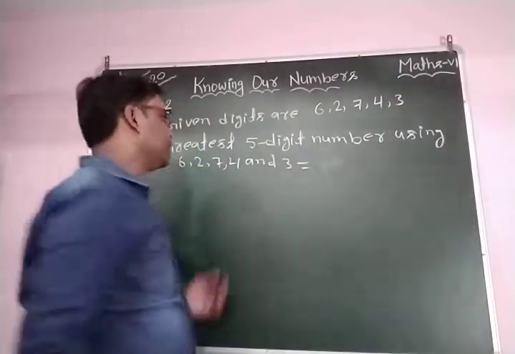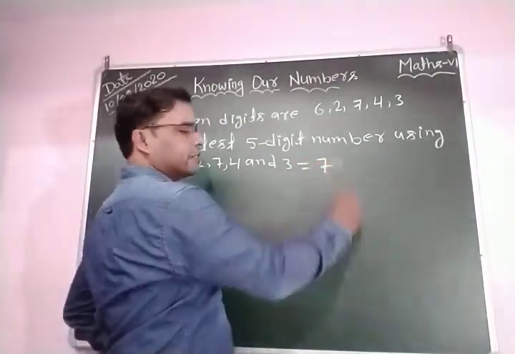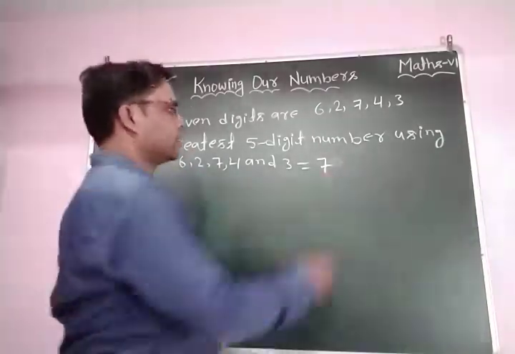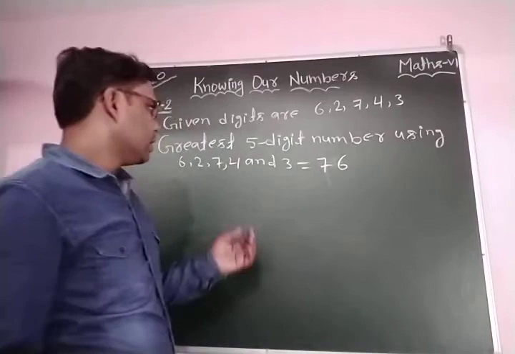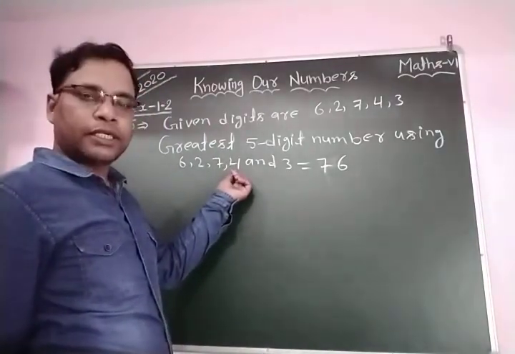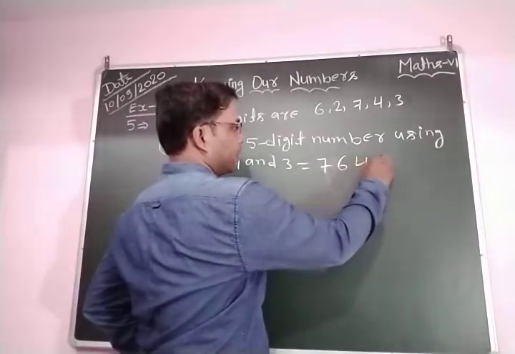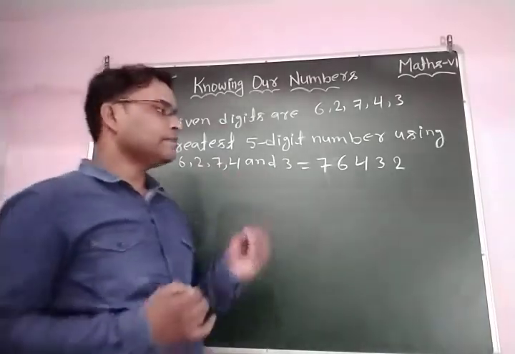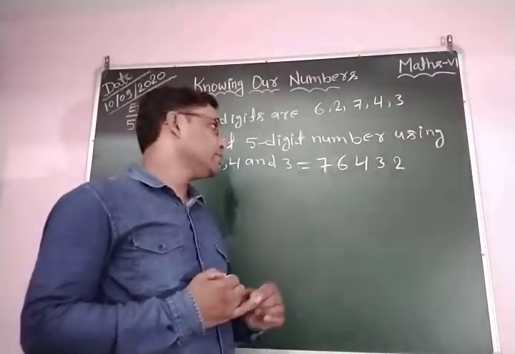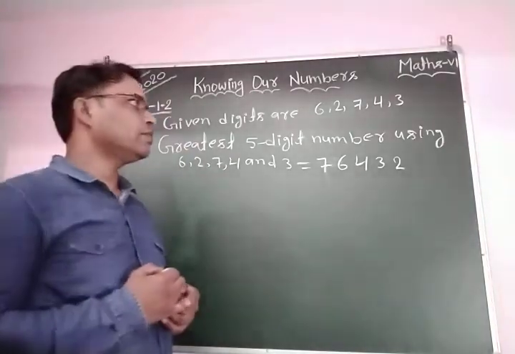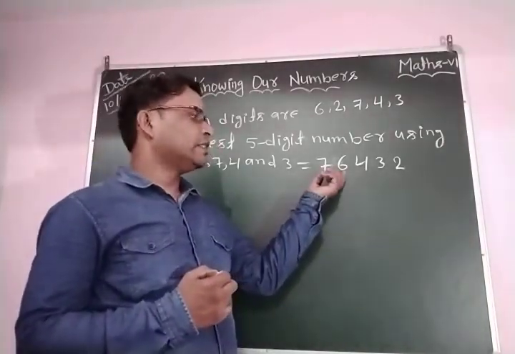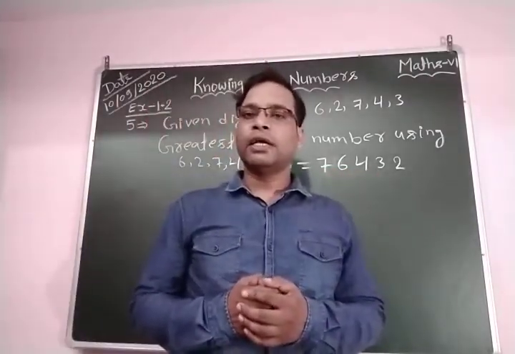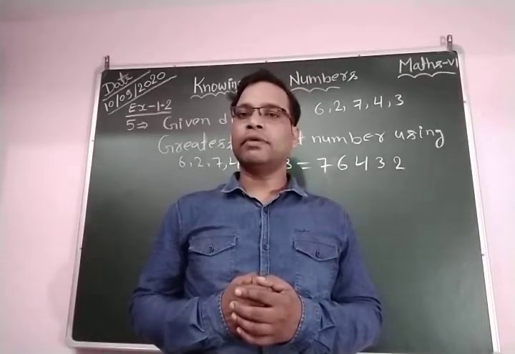The greatest digit is 7, so first we write 7. After this the next greatest digit is 6, so we write 6. After this the next greatest digit is 4, so we write 4 and 3, and the least digit is 2. In this way you can make the greatest 5-digit number by using the given digits 6, 2, 7, 4, 3. This becomes 76,432.